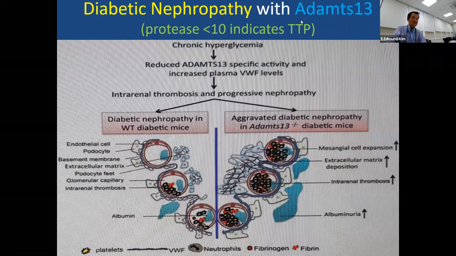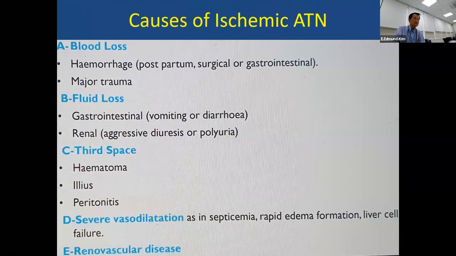So there's an important gene, ADAMTS13. This sort of protease, a level less than 10, indicates thrombocytopenic purpura. And so this gene is important in relation to thrombosis or nephropathy. This kind of thing has been recently studied.